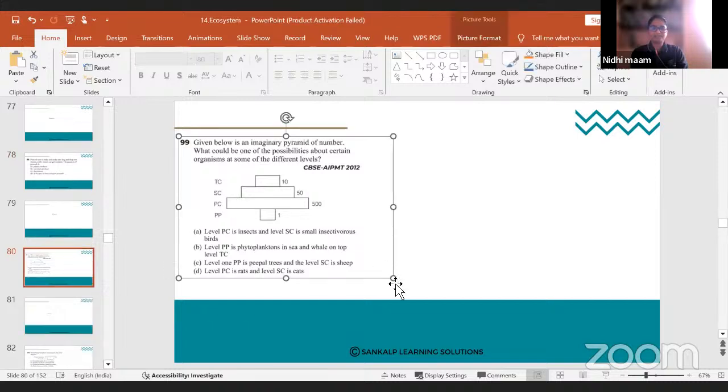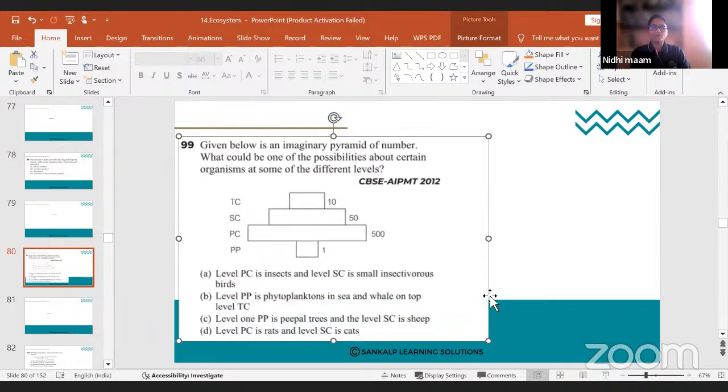Next question. Given below is an imaginary pyramid of numbers. What could be the possibilities about certain organisms at some of the different levels? Level PC is insects, level SC is small insectivorous birds.